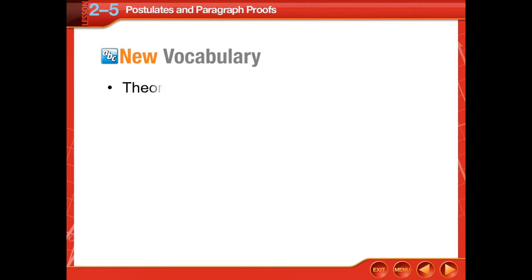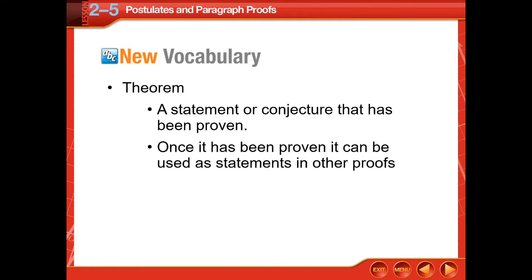Once we prove something, that gives us a theorem. And a theorem is a statement or conjecture that has been proven. Once it has been proven, we can use it as a statement in other proofs. So once we take our hypothesis and we prove it, that is what gives us theorems.